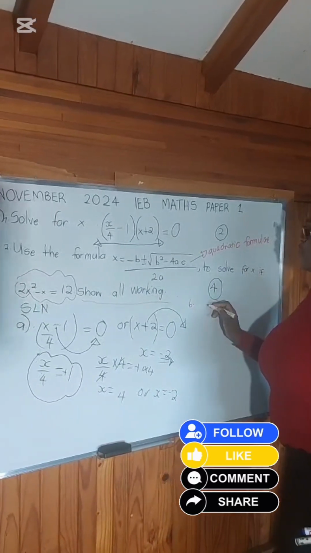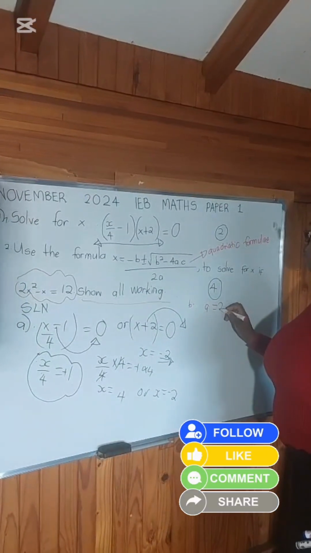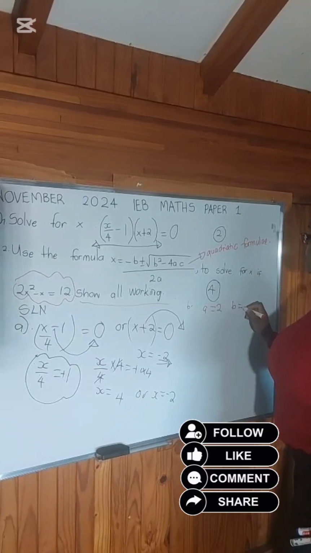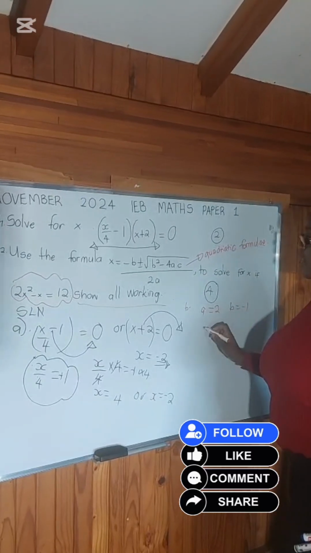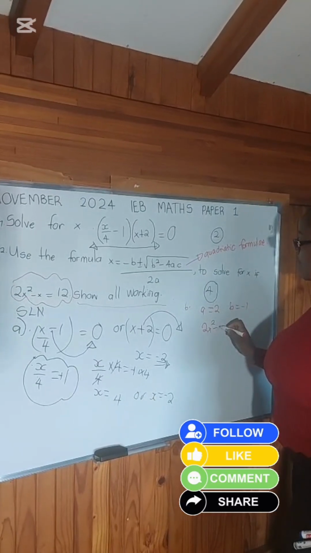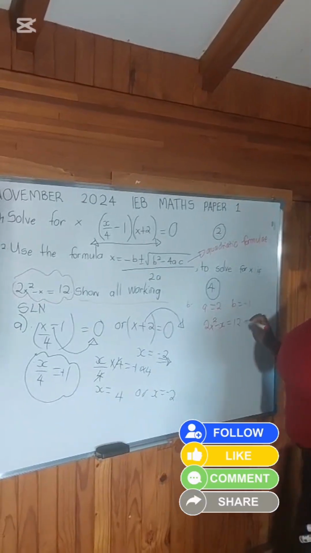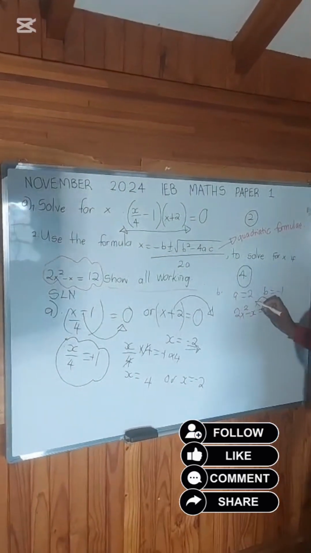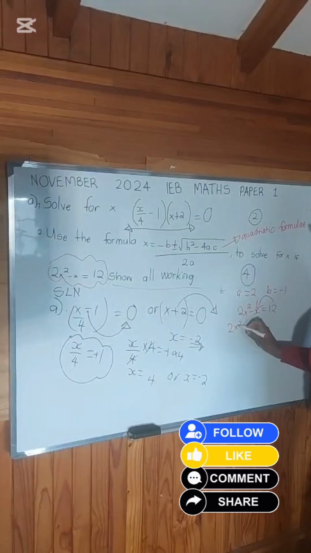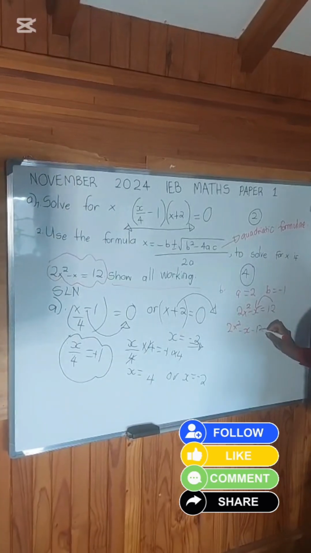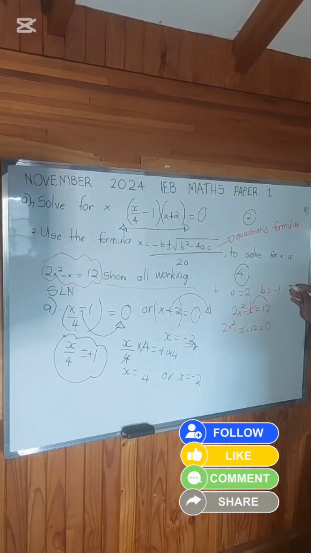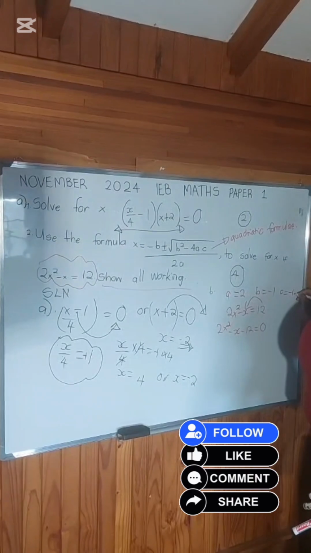So what is the value of a? Our a is equal to 2, and then our b is equal to negative 1. And then the equation says 2x squared minus x is equal to 12. So we are going to take this 12 to that side, and it will give us 2x squared minus x minus 12 is equal to 0, which gives us c is equal to negative 12.